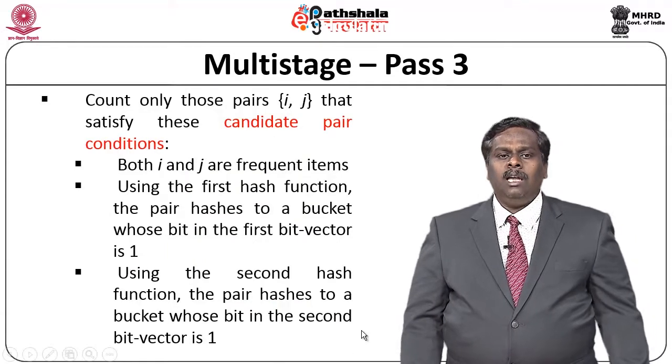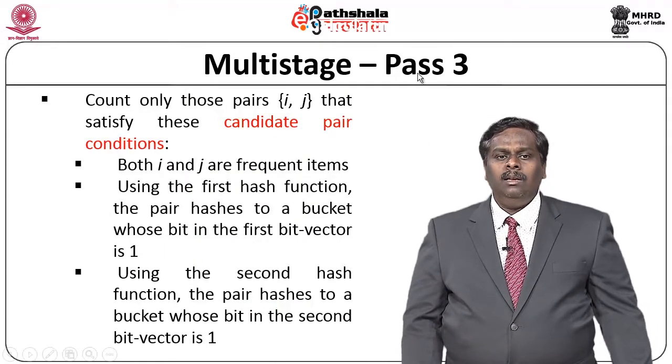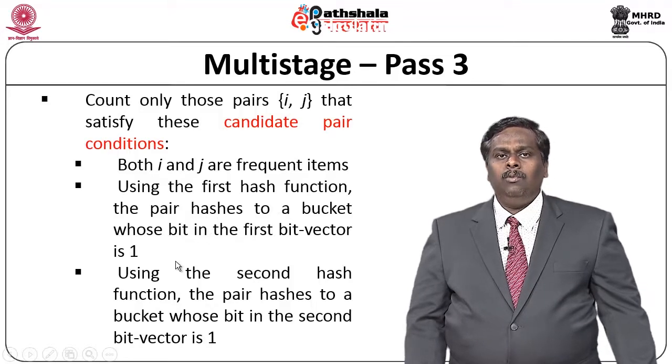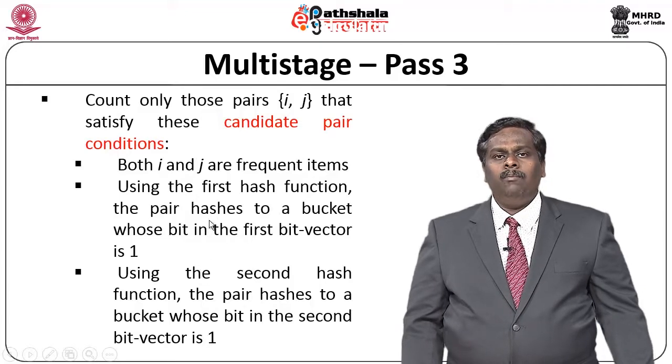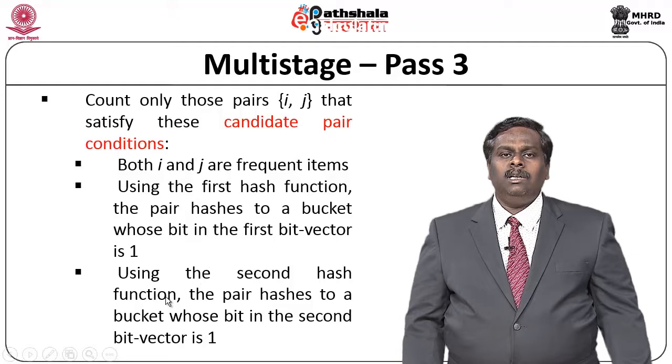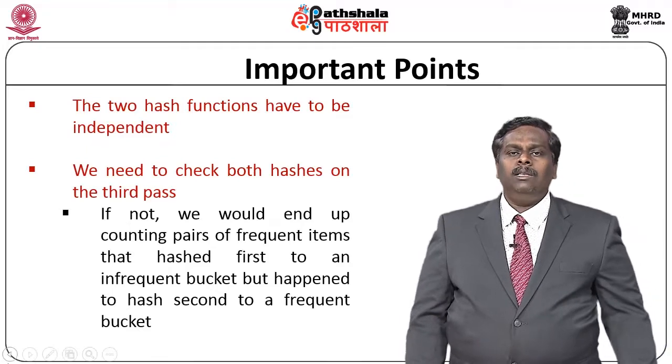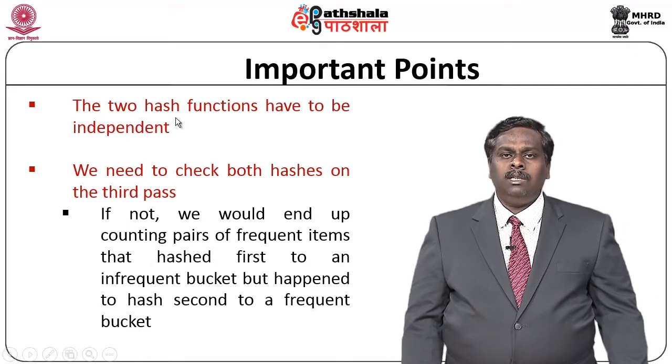During the multistage approach, as part of pass 3 as mentioned earlier, you will have to consider 3 conditions. The first condition is that both items i and j must be frequent. Then, using the first hash function h1, the item pair must hash to a bucket whose bit is set to 1. In other words, it has to be hashed to a frequent bucket. Then, using the second hash function h2, the same item pair must be hashed to another bucket whose bit vector is set to 1. In other words, it must be hashed to a bucket that is frequent. So, an important point to remember is that you require 2 hash functions, and these 2 hash functions are going to be independent of each other.